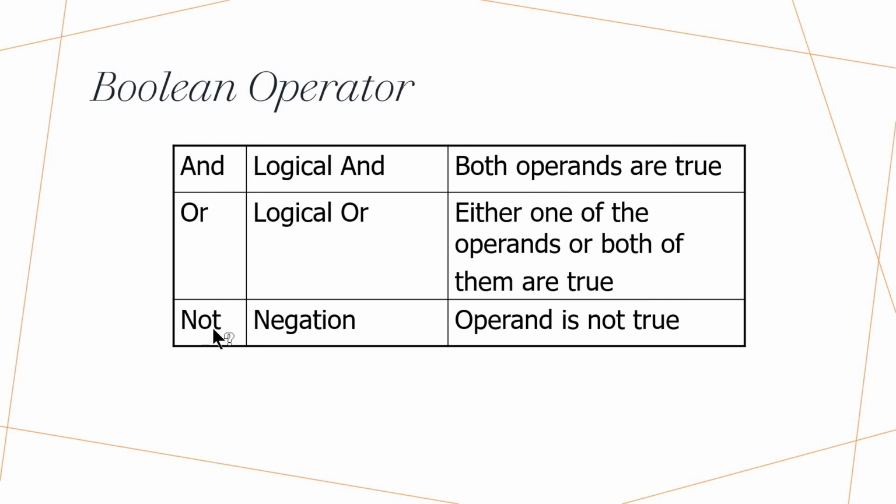Coming to the last one, that is not. Not is nothing but negation here. This will return true when the expression or condition is not true. This indicates that if the condition result is true, when not is applied, then the result will become false. If the condition result is false, when not is applied, then it becomes true. It is something like the opposite.